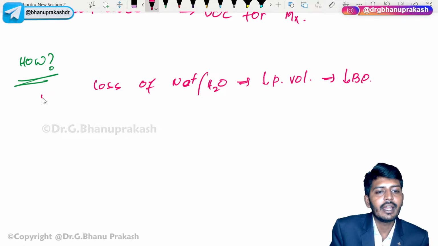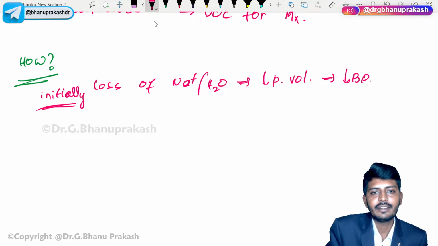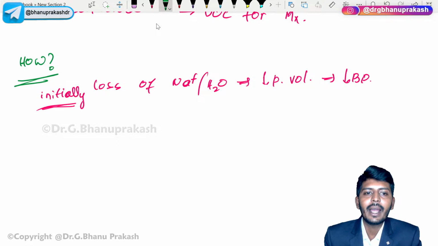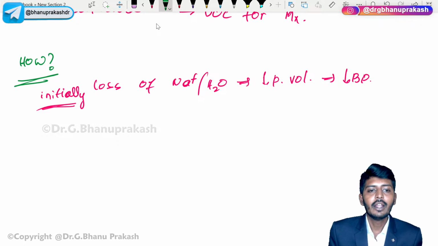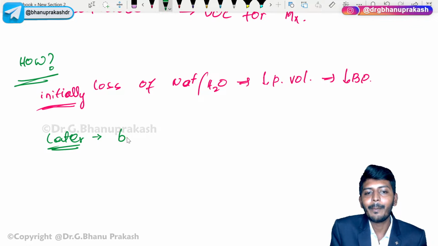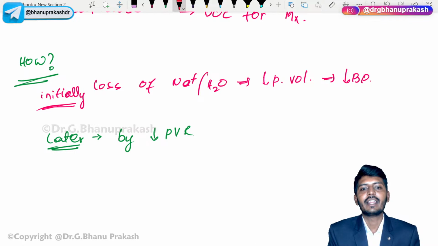So that will occur when? Initially. But as time passes, what can happen? The fluid volume can come back to normal. Though sodium is lost, fluid volume can come back to normal. So what do we need to understand here? Later, the important aspect, they will work by reduction of peripheral vascular resistance. So initially by decreasing the plasma volume, later by decreasing the peripheral vascular resistance. That is how they are decreasing the blood pressure.